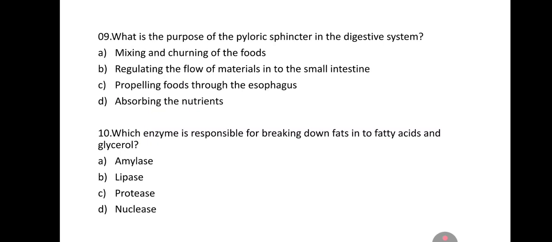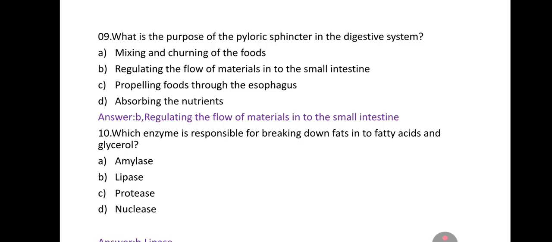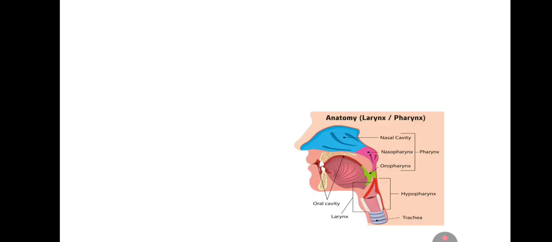The ninth one, what is the purpose of pyloric sphincter in digestive system? The answer B is regulating the flow of materials into small intestine. Tenth question, which enzyme is responsible for breaking down fats into fatty acid and glycerol? The correct answer is B, lipase.